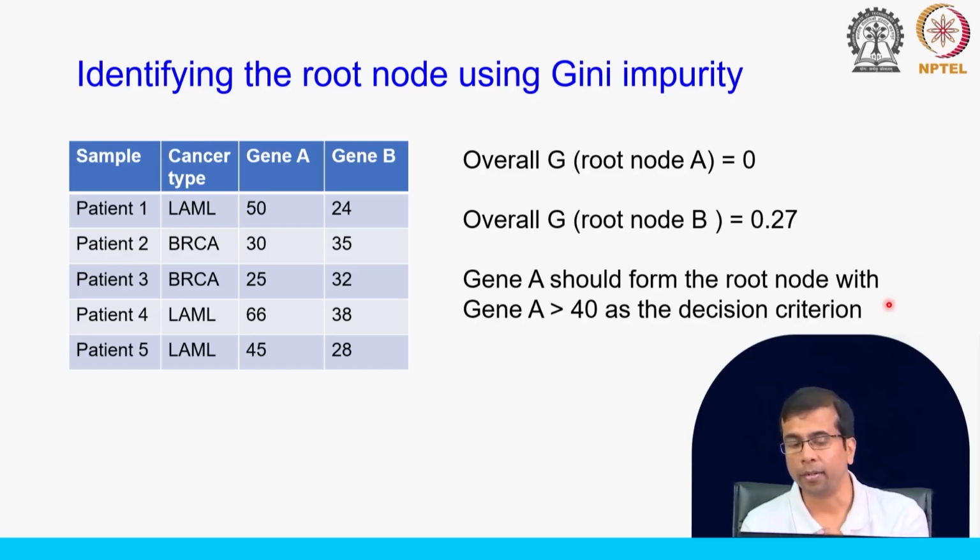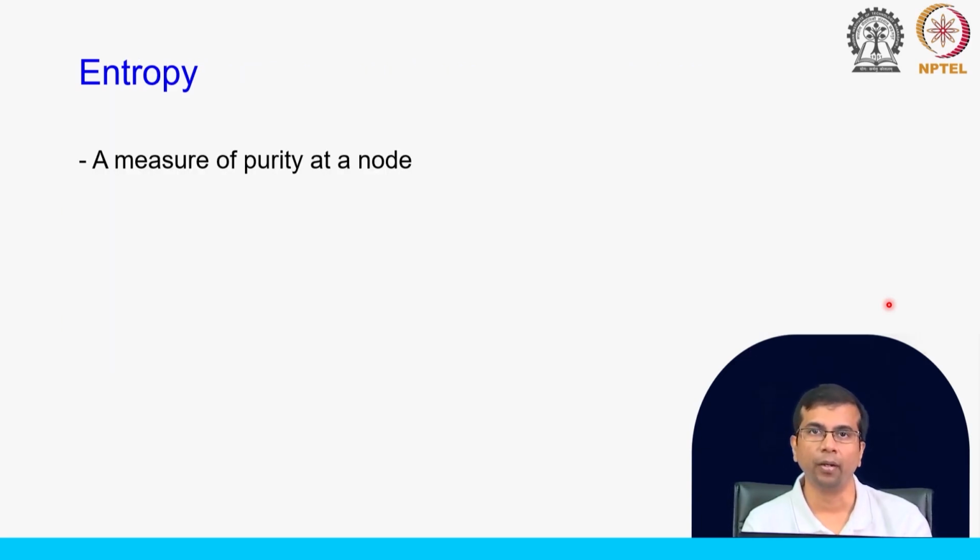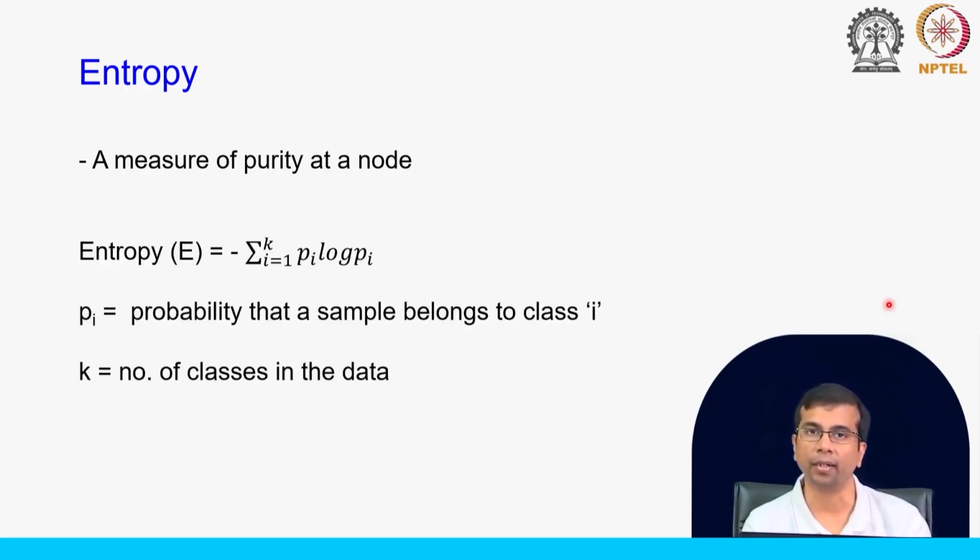We might still ask why we are choosing this 40 or 30, how we are choosing that. That is something we will discuss a bit later, but first I will discuss another measure that we can use, very similar to gene impurity, called entropy. This is again a measure of purity at a node, but the formula is slightly different. Here it is minus summation i equals 1 to k of pi log pi, where pi is the probability that a sample belongs to class i as before, and k is the number of classes that we have in the data.